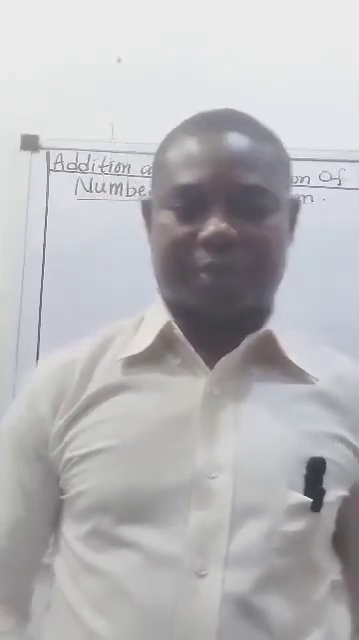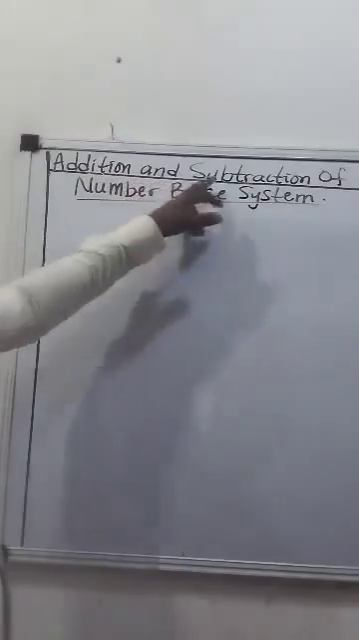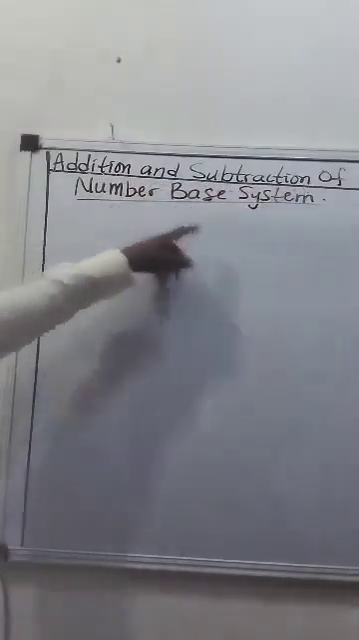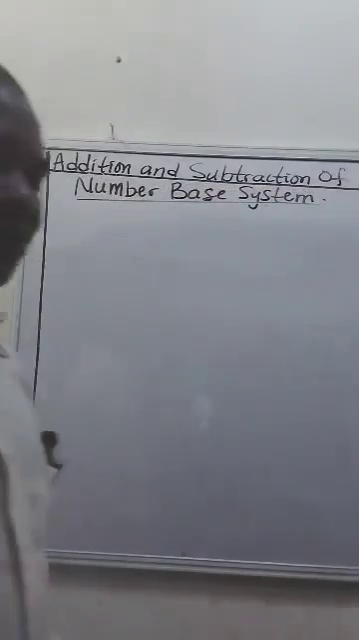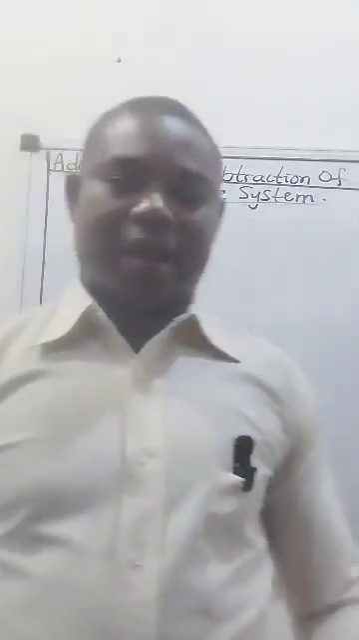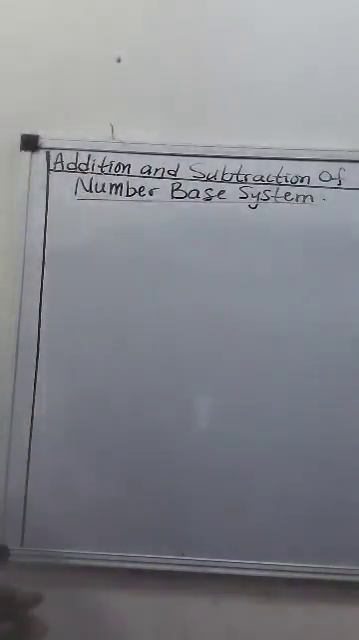In today's class, we'll be looking at addition and subtraction of number-based system. Addition and subtraction of number-based system. All right. When we talk of number-based system, there are different bases. We have binary, which is base 2. We have base 3, base 4, base 5, base 6, and so on and so forth. But let's begin with the smallest base, which is base 2.